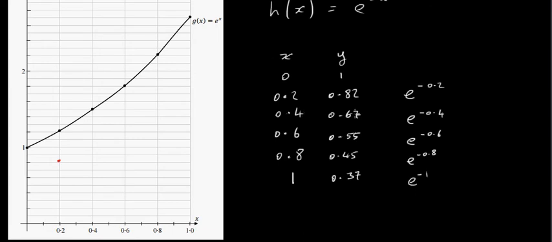Next one, 0.4 is going to be 0.67. So we're going to go 1, 2, 3, 4, 5, 6. So it's going to be around here somewhere. 0.6 is 0.55. So it's 1, 2, 3, 4, 5. 0.55 is going to be here. 0.8 is 0.45. So it's 1, 2, 3, 4, and halfway up, which is here. And 1 is 0.37, 1, 2, 3, 7 is going to be somewhere around here.